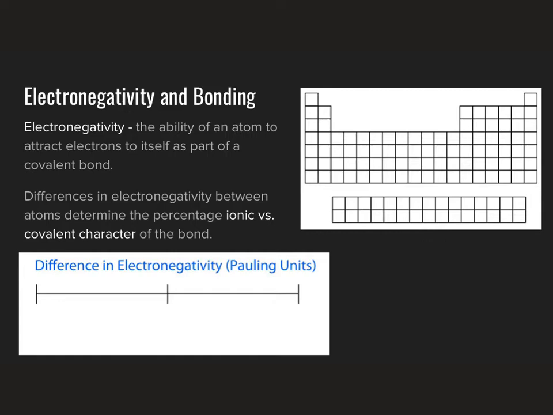And note that I don't say whether the bond is ionic versus whether the bond is covalent, because as it turns out, the difference between ionic bonds and covalent bonds is not one or the other. It's really more of a continuum between, on the one hand, bonds which are mostly ionic in character, and the other hand, bonds which are completely covalent in character. There's not a clear distinction between those two types of bonds.